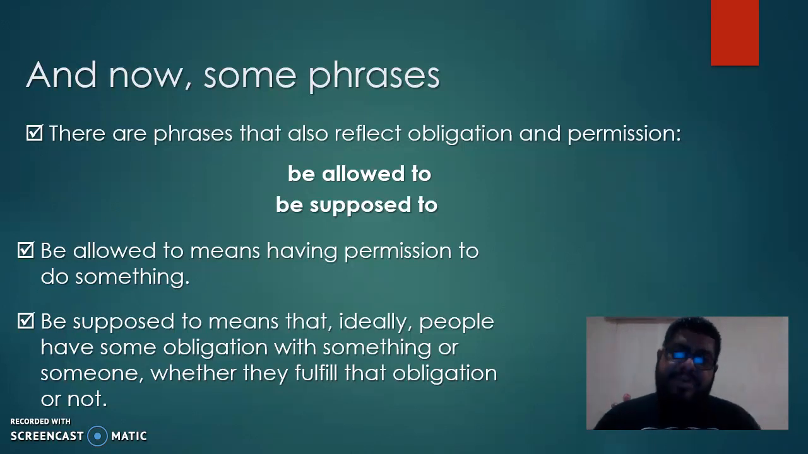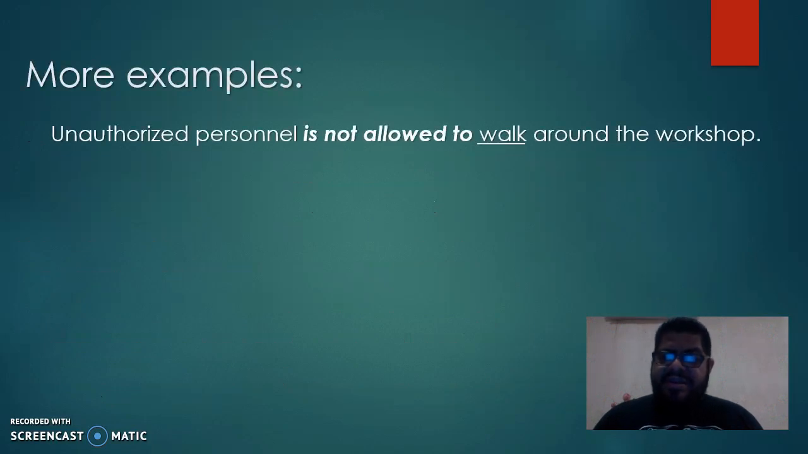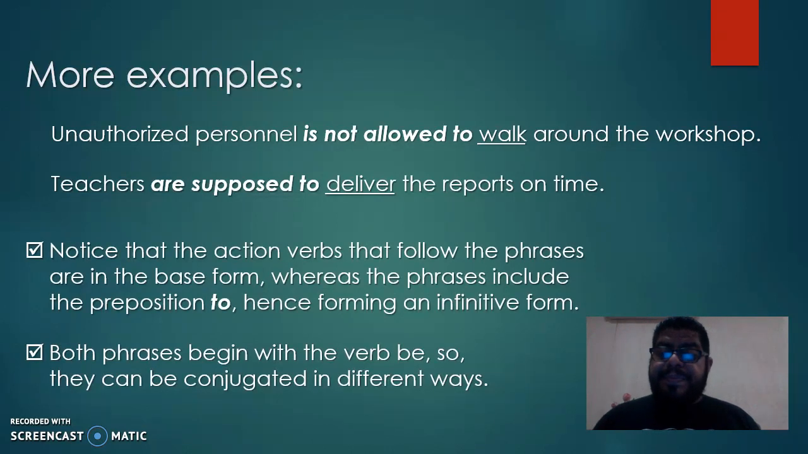So be supposed to is a little bit special. Ideally, you have to do something, or you are supposed to do something. Ideally. Will you do it or not? That depends on you. But let's look at some examples to illustrate this. Okay, we have more examples. Unauthorized personnel is not allowed to walk around the workshop. Teachers are supposed to deliver the reports on time. Notice that the action verbs that follow the phrases are in the base form, whereas the phrases include the preposition to, hence forming an infinitive form. So again, the verbs don't really change. It's the same as in the previous examples.